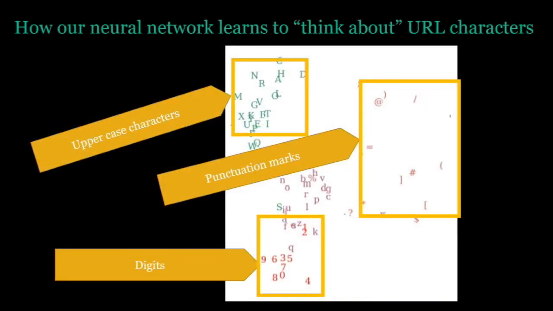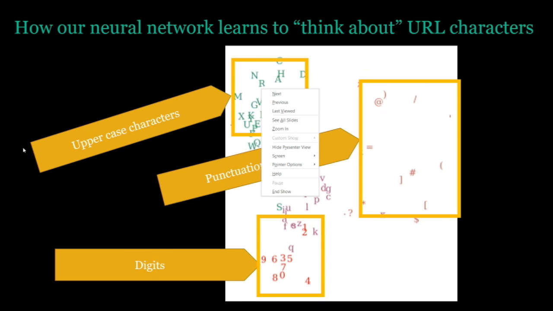So we did some introspection into the weights of this convolutional neural network. And it's quite interesting what it learns, right? So in this plot, which is just a representation of the weights in the neural network, when characters are close together, it means that the neural network thinks that they're similar. And when they're far apart, it means that the neural network thinks that they're different.